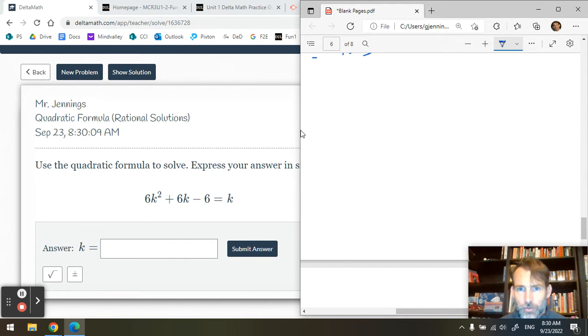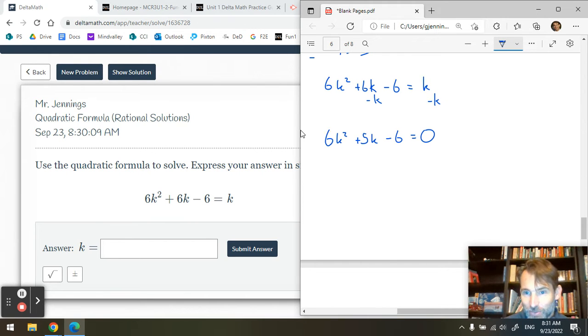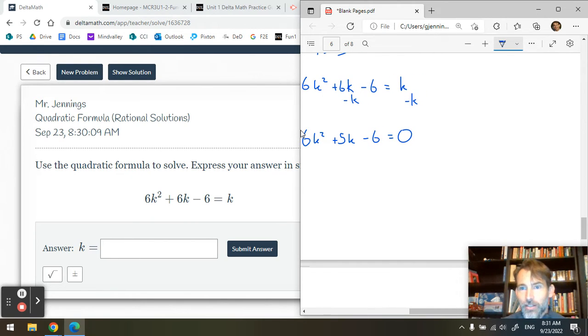You could start by copying out the whole thing. 6k squared plus 6k minus 6 equals k, and then subtract k from both sides because we need an equation equals 0 in order to use the quadratic formula. 6k squared plus 5k minus 6. Now we can't factor out the 6 anymore. Too bad. We just have to use quadratic formula here. No way to simplify.